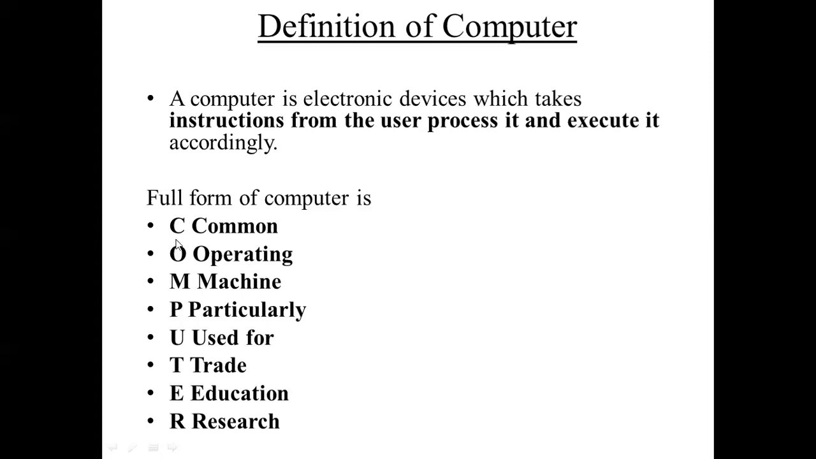Full form of computer: C stands for common, O stands for operating, M stands for machine, P stands for particularly, U stands for used for, T stands for trade, E stands for education. So the full form of computer is Common Operating Machine, Particularly Used for Trade Education. Write it in your notebook. Computer stands for Common Operating Machine, Particularly Used for Trade Education.